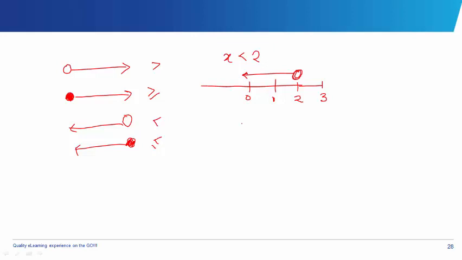Then let's look at another one. x greater than or equal to minus 1. So draw a number line again. This is 0. This is minus 1 here. This is minus 2. So x greater than or equal to minus 1. It will be shaded and the arrow now goes this way. x greater than or equal to minus 1.